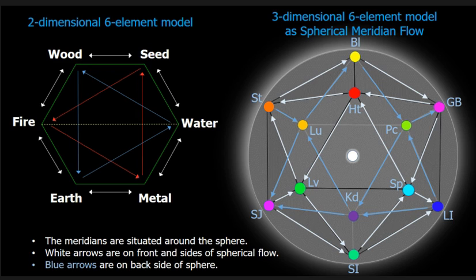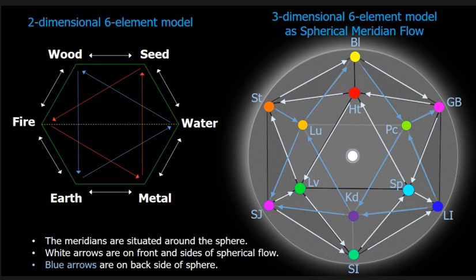Now when you look at this, you'll see the different meridians around the sphere. On top you'll see bladder, BL, and at the very bottom you'll see SI, small intestine. And then up to the right, you'll see GB, gallbladder, and over to the left, you'll see ST, stomach. Those are all meridians. And these are how they're situated on the spherical meridian flow.